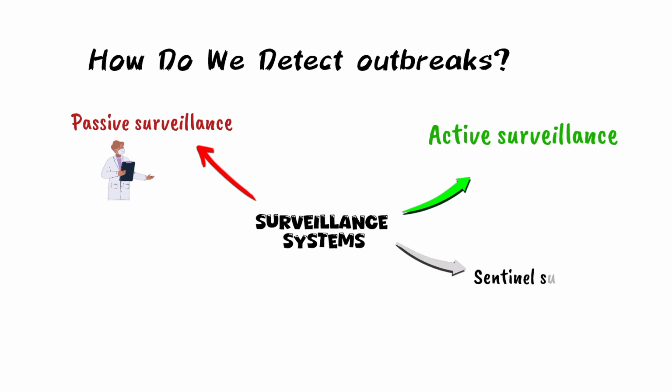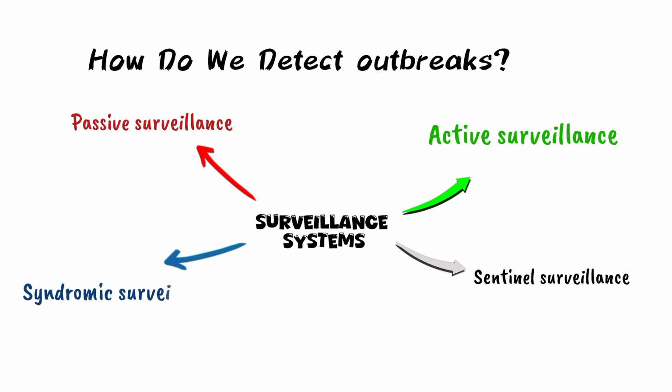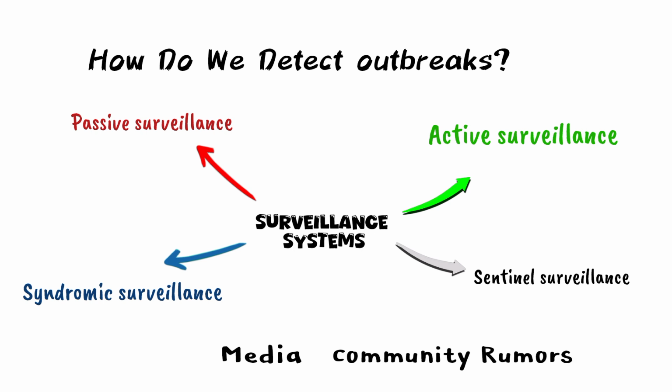We have sentinel surveillance. This is where specially selected institutions or groups report health data to act as an early warning system. Syndromic surveillance involves monitoring of illness syndromes like fever or diarrhea, even before a lab test confirms the disease. Outbreaks can also be detected through other sources like media reports, social media, or even community rumors.